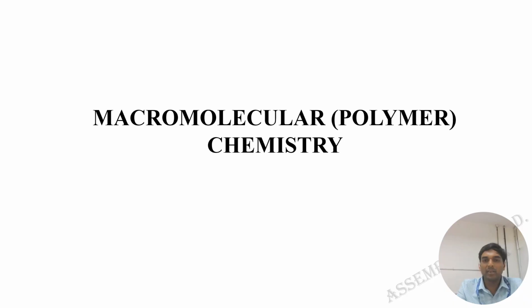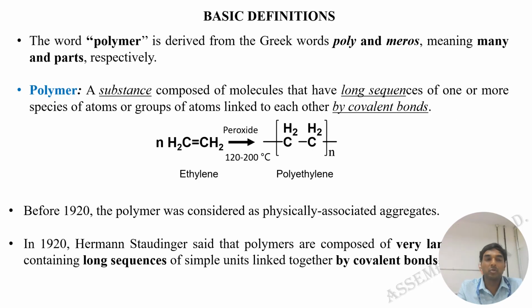Today we'll be discussing macromolecular chemistry or polymer chemistry, which is very important for BTech first year. That's why polymer is very important. According to Greek words, poly means many, and meros means parts. So basically, a polymer is a long chain compound where the same units are repeated by covalent bonds.